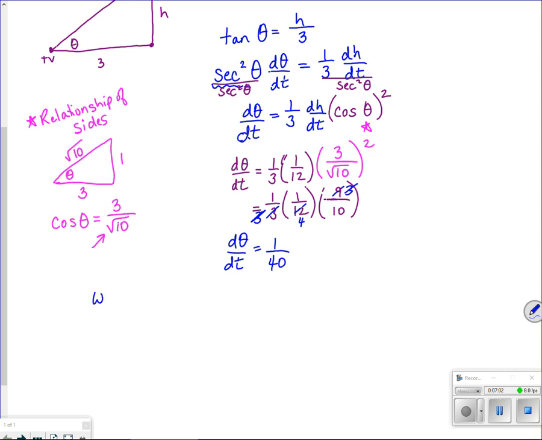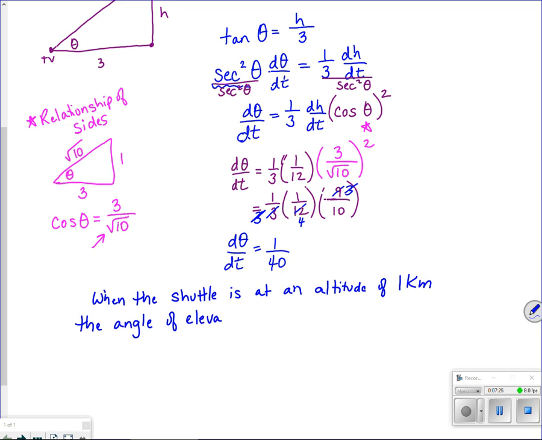I go back and read the question. When the shuttle is at an altitude of 1 kilometer, the angle of elevation is changing at a rate, I'll just put is increasing. I could put is changing, but again, I like to interpret it as positive, which makes sense. Increasing at a rate of 1/40th. Now let's talk about units.